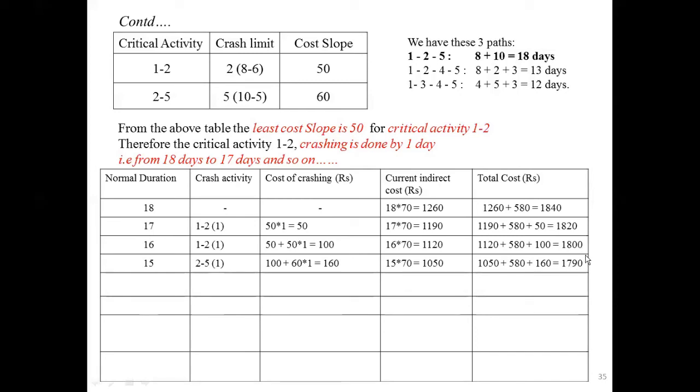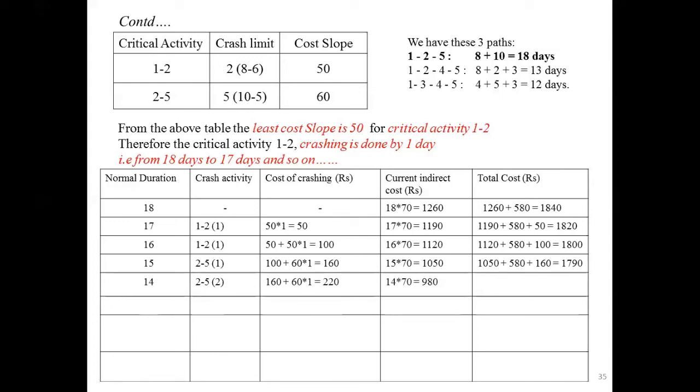That is, you have reduced the cost. Total cost is reducing by 10 rupees. Since the cost is reducing, you have to proceed further, because 2 to 5 you can crash by 5 days. You already crashed 1 day, the remaining 4 days are left. Then for 14 days, if you proceed in the same manner for 2 to 5, you are crashing for the second day. 160 plus 60 into 1 will get 220.